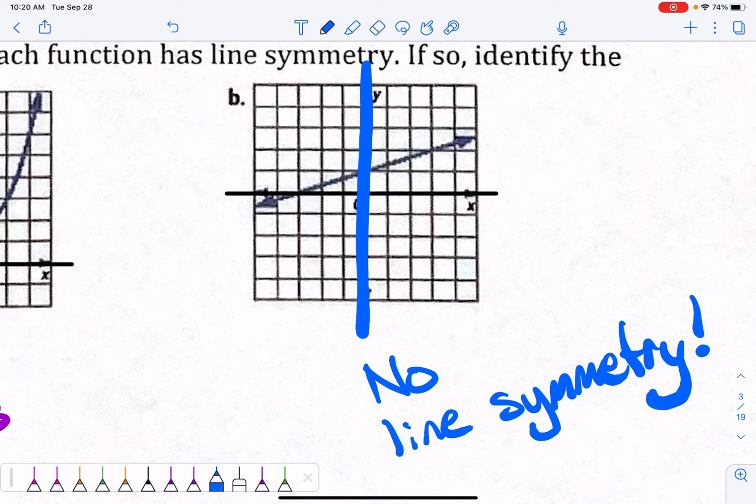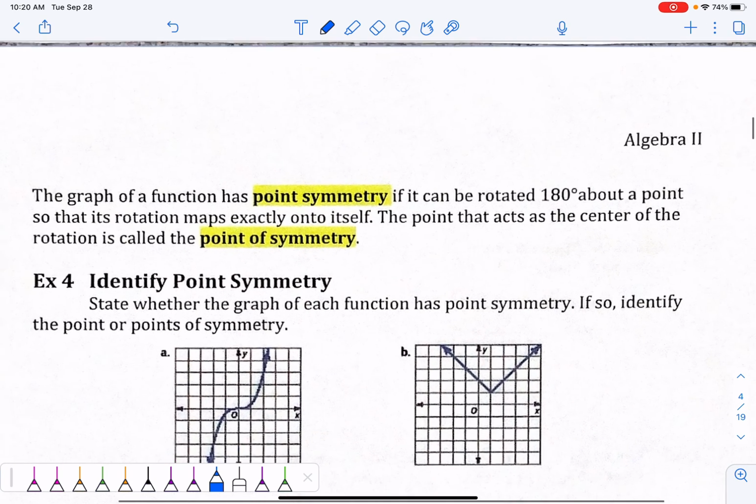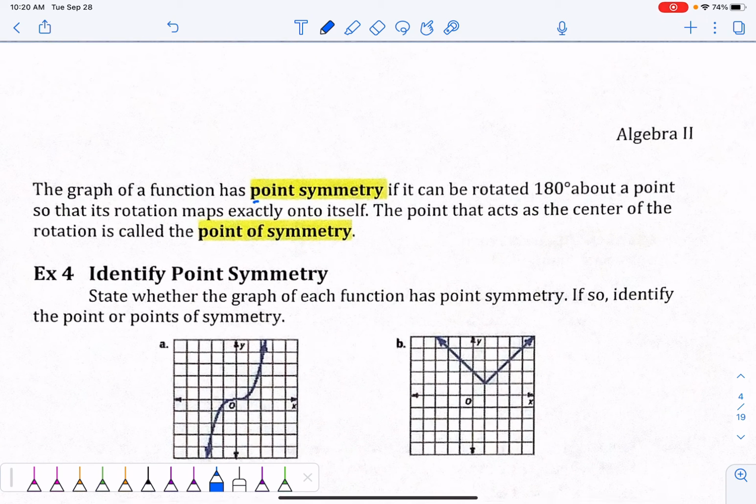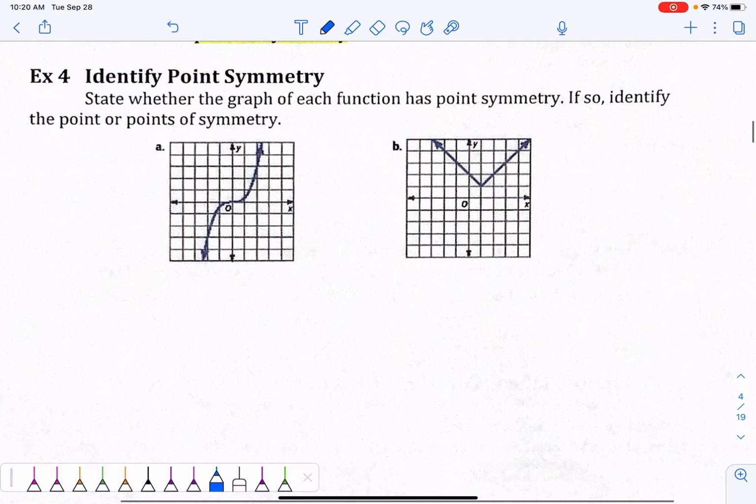Okay, no line symmetry. Okay, let's go to the back side and then talk about point symmetry. So the graph of a function has point symmetry if it can be rotated 180 degrees about a point so that its rotation maps exactly on top of itself, okay? 180 degrees is like a half of a circle, so it's just like taking your paper and flipping it upside down, okay? So state whether the graph of each function has point symmetry. If so, identify the point, okay?